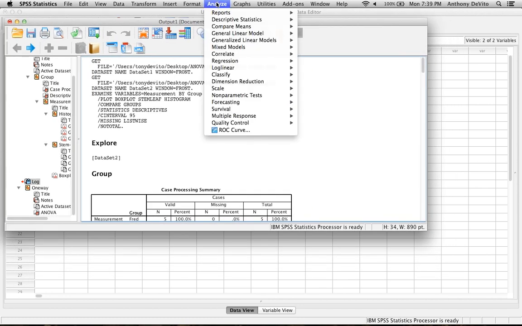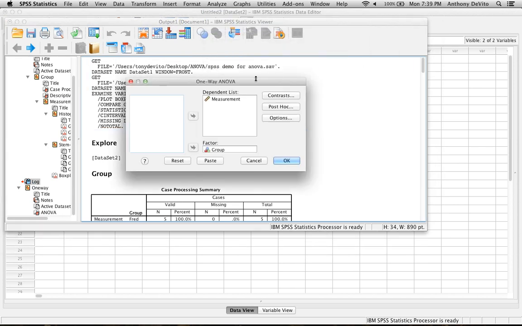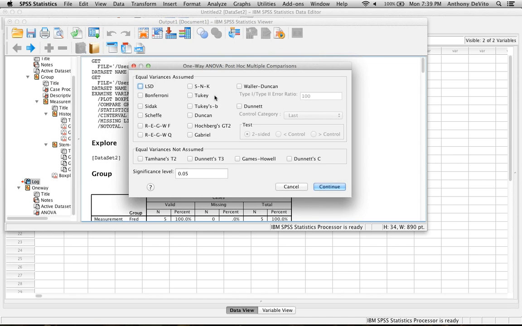So I'm going to go back to analyze, compare means, analysis of variance, exactly the same spot we were before. And you may notice that there's a button there called post hoc, after the fact in Latin. I'm going to click on that. Post hoc allows me to do an additional test after we've shown that there is a difference. It will actually point out for us which of these compared means are different, whether group A and group B are different, group B and group C, group A and group C, and so on.